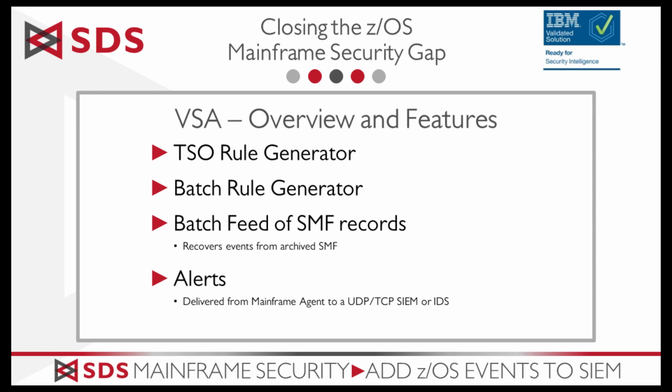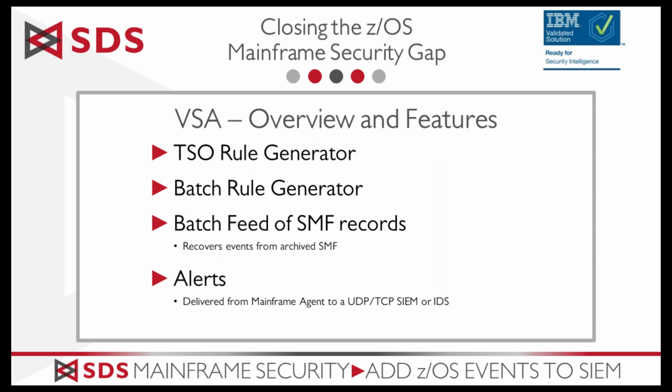Something very interesting that a lot of customers like about the product is if you have some events that are archived, so perhaps you do not have this visibility right now and you intend to run an agent on one of your LPARs, that archive SMF information, you can take them and feed them through the batch feed of the product, send them off to your SIM, and you can get visibility on those records from a year or 2 or 3 years ago. So that's certainly something that some of our customers like. Alerts are delivered from the Mainframe agent using UDP, TCP to the SIM or to IDS.